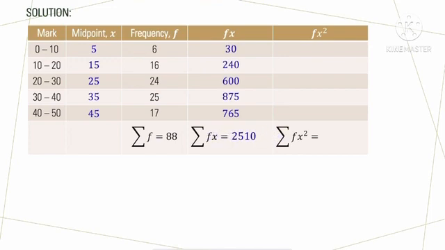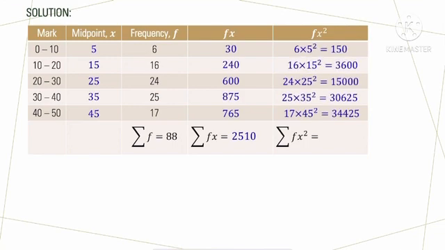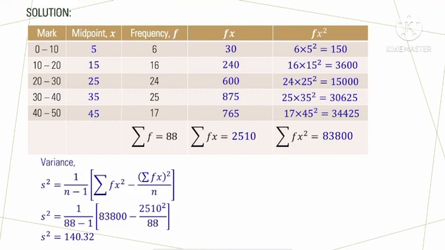2510. Fx squared is the frequency multiplied by the square of its corresponding x. Then calculate the sum of fx squared. Now substitute all the values into the formula to find the variance first. Then find the square root of variance to get the standard deviation.